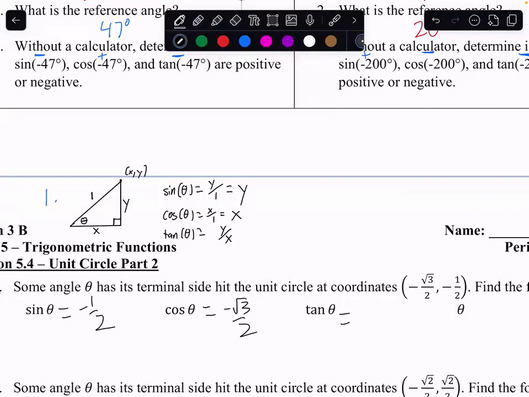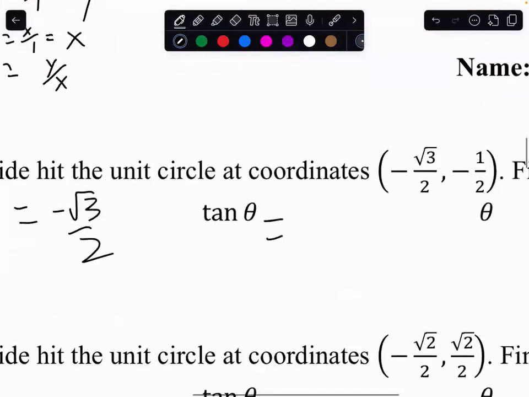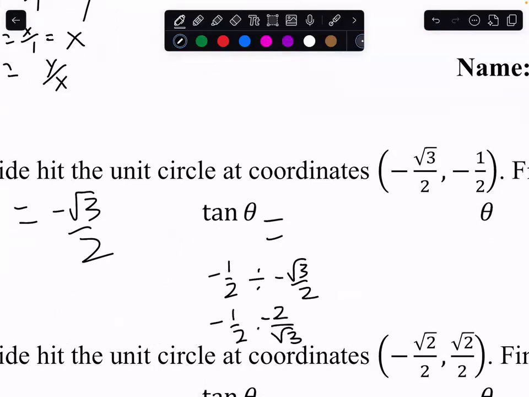Tangent is y divided by x. So this one, we've got to do a little bit of calculation. Instead of dividing, we can multiply by the reciprocal. The 2's cancel out. Negative times negative is positive. And then I'll just rationalize this. Multiply by radical 3 over radical 3 to get radical 3 over regular 3.